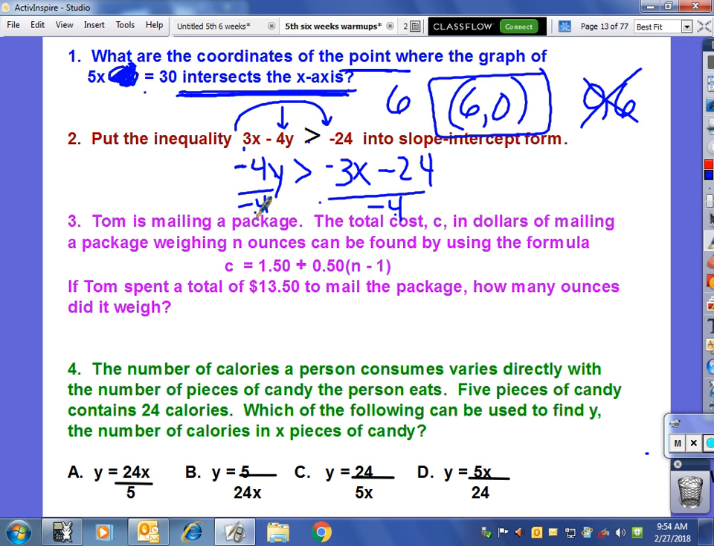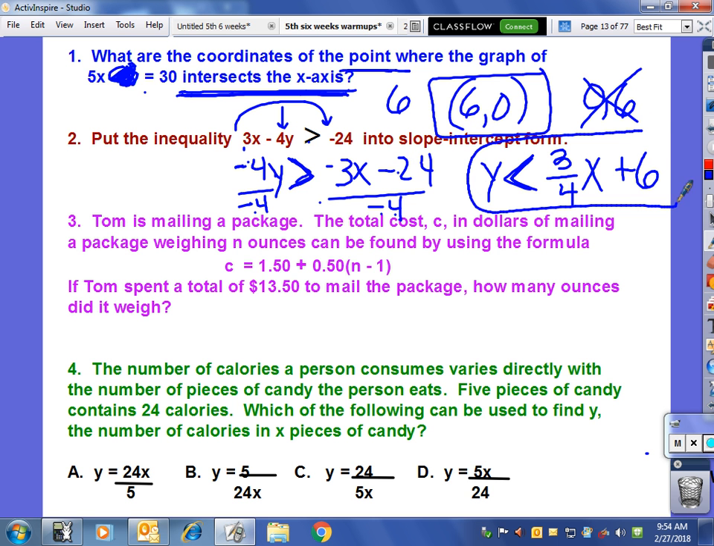Negative 4 divided by negative 4, that's how I get y. 1y all by itself. What happens to this? It must flip. And negative 3x divided by negative 4 is positive 3/4 x. And negative 24 divided by negative 4 is positive 6. So I was looking for this. And they might even ask you to pick the picture that it matches.